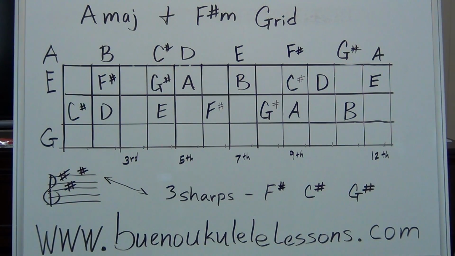Hi, in today's lesson we're going to talk about and explain the grid for the A major and F sharp minor keys. We're going to be talking about the A major scale, F sharp minor scale, and how to use the grid for the key of A major and F sharp minor.